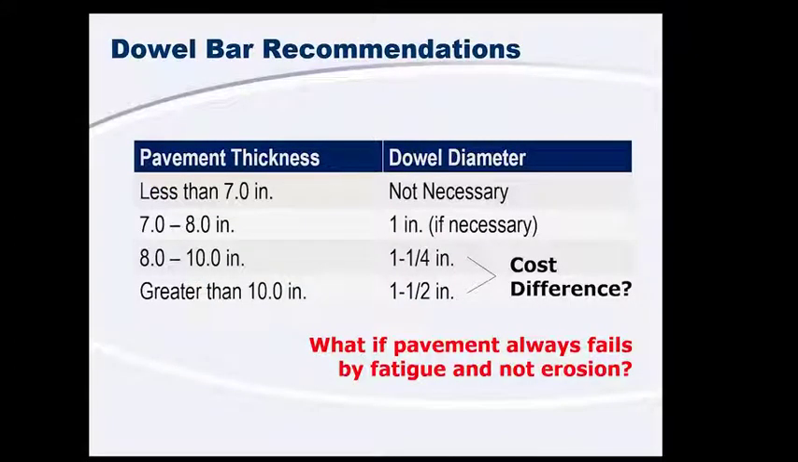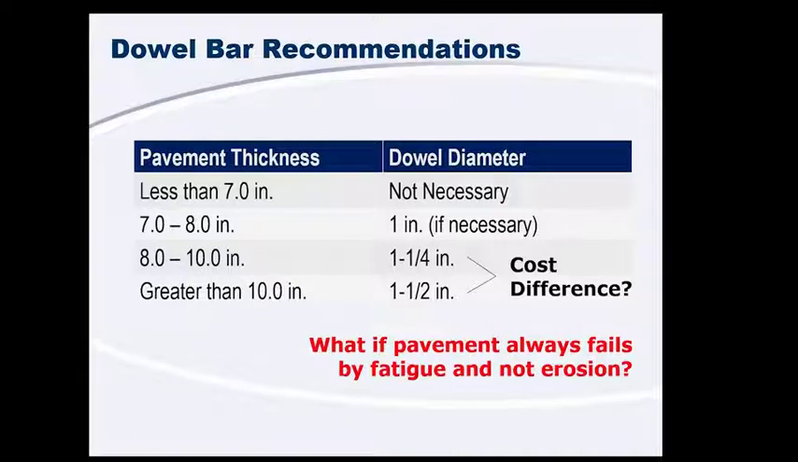So again, we typically don't design our dowel bars, but we do have some basic recommendations, and that's basically based on your pavement thickness. The thicker the pavement, the bigger the diameter dowel bar you'll typically need. You can see here when we're in the 8 to 10 inch range, we typically see 1 1/4 inch dowels, and when we get above 10 inches, we're mainly going to see 1 1/2 inch dowel bars. Now, I keep saying cost difference on here because in some areas where you're typically manufacturing 1 1/2 inch dowels, they may actually be cheaper than 1 1/4 inch dowels.